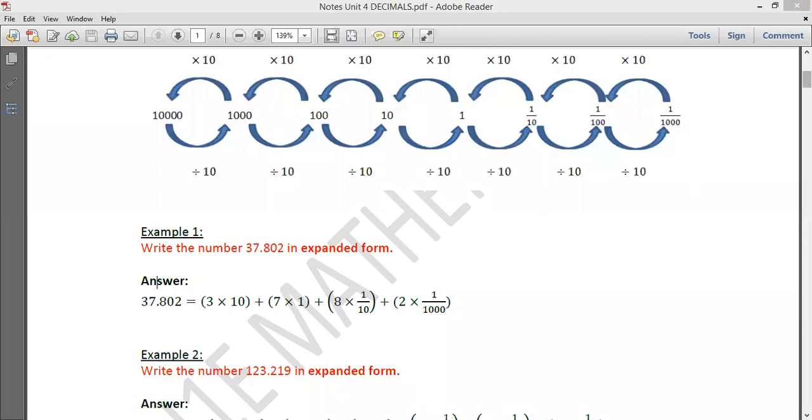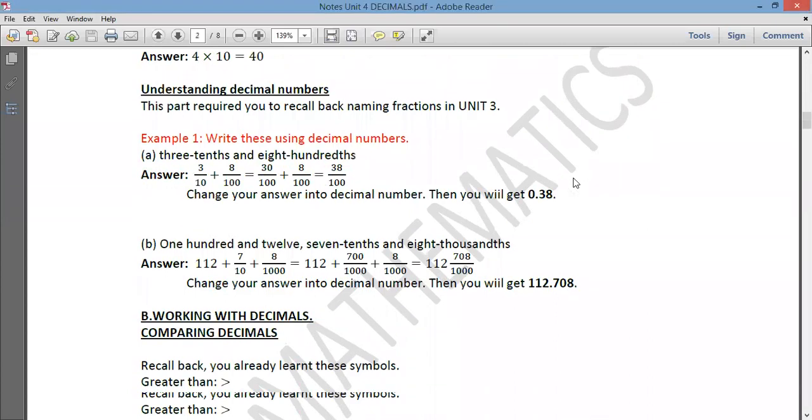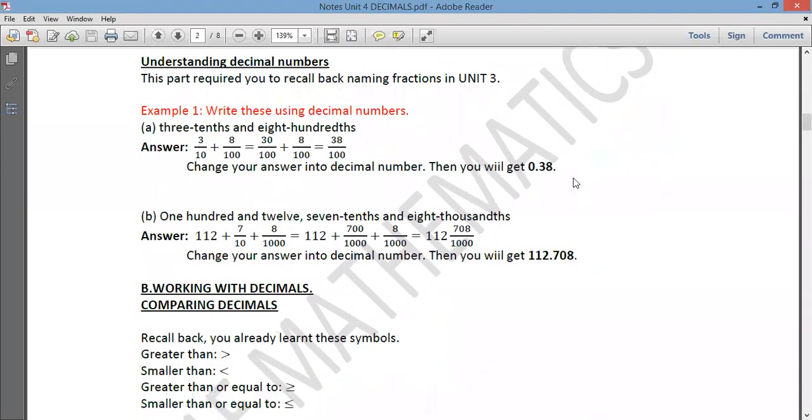So we go back to understanding decimal numbers. Okay, recall back what you learned in Unit 3, naming fractions. So 3 tenths means 3 over 10. So the first number is numbers only. The second number, your denominator, you have to write in ordinal number: first, second, third, fourth, fifth, and so on. So 3 tenths means 3 over 10. So 8 hundredths means 8 over 100. This is what you learned in Unit 3.